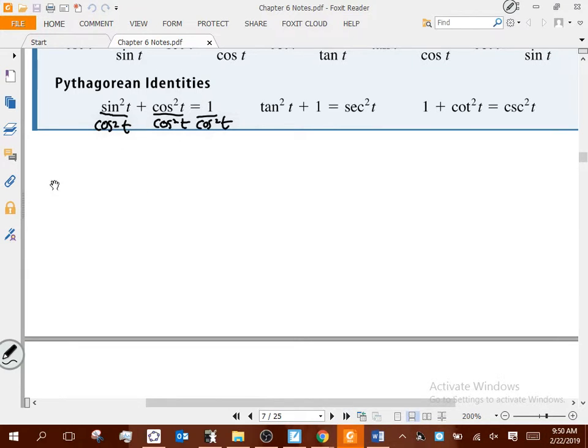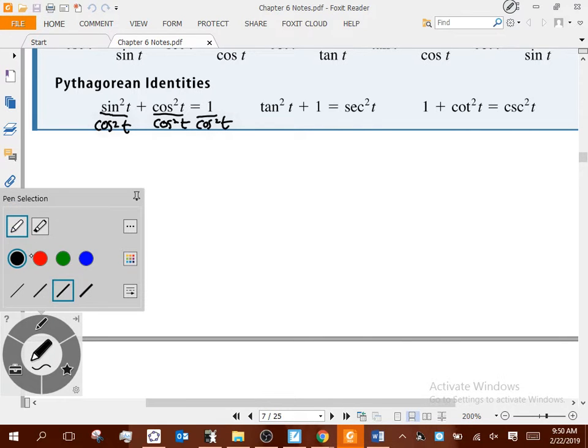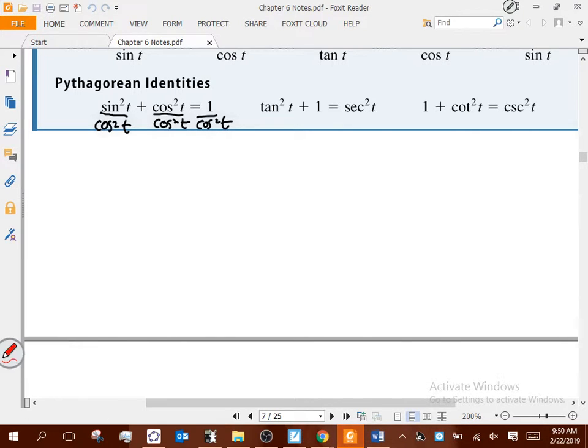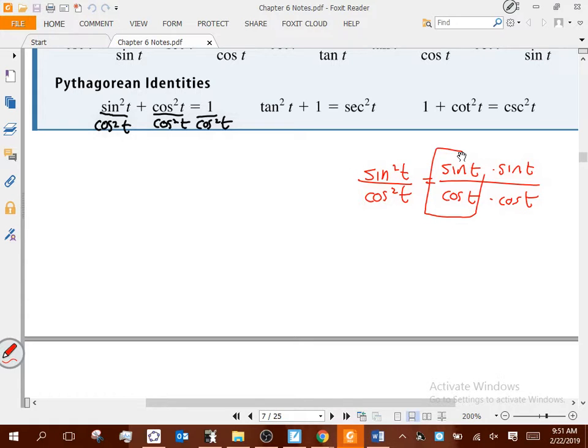Okay. Now, just a quick side note here, because I'm going to glaze over this a lot this year. If I have sine squared t over cosine squared t, is that the same thing as sine of t over cosine t times sine of t over cosine t? Can I break those up into individual fractions? So what's sine over cosine? Tangent. And this one here would be tangent as well, right?